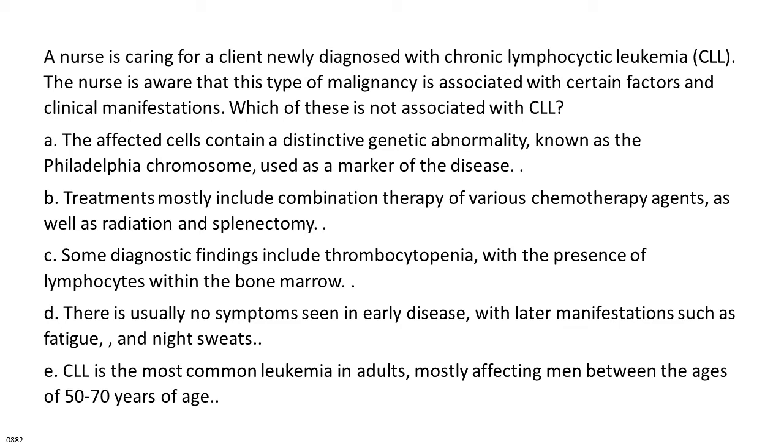A. The affected cells contain a distinctive genetic abnormality, known as the Philadelphia chromosome, used as a marker of the disease. B. Treatments mostly include combination therapy of various chemotherapy agents, as well as radiation and splenectomy. C. Some diagnostic findings include thrombocytopenia, with the presence of lymphocytes within the bone marrow.